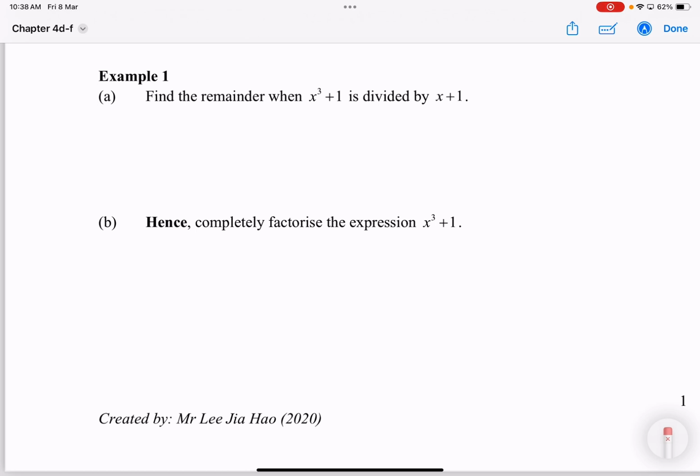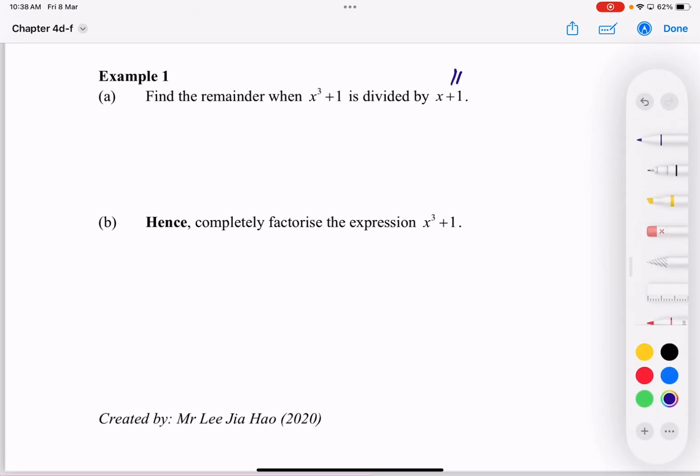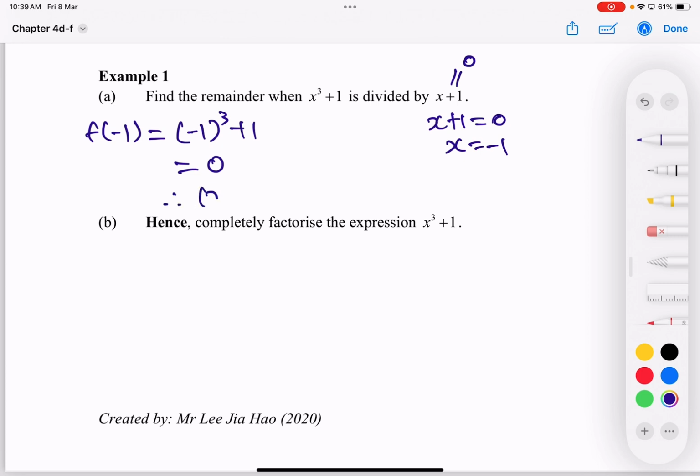Let us try this question together. I want to find the remainder when x to the power of 3 plus 1 is divided by x plus 1. Here I am going to try to make this equal to 0. So x plus 1 is 0, so I know x is negative 1. The remainder theorem tells me that if I substitute negative 1, I will get the remainder. So I get negative 1 to the power of 3 plus 1. What do you get? You get 0. So therefore, you know that x plus 1 is a factor.